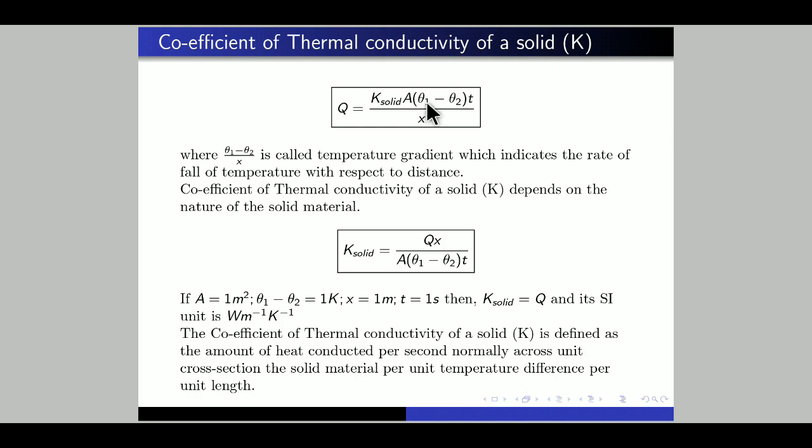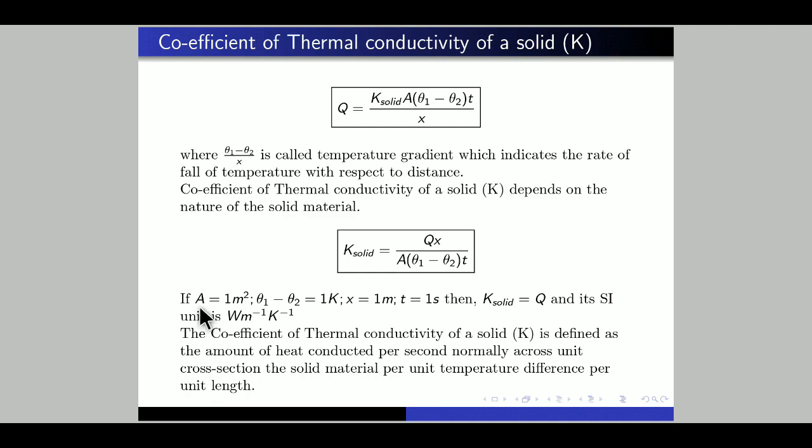The quantity theta 1 minus theta 2 by X is called temperature gradient, which indicates the rate of fall of temperature with respect to distance. The K solid, the coefficient of thermal conductivity of a solid, depends on the nature of the solid material. The expression for K solid is equal to Qx divided by A times theta 1 minus theta 2 times T.